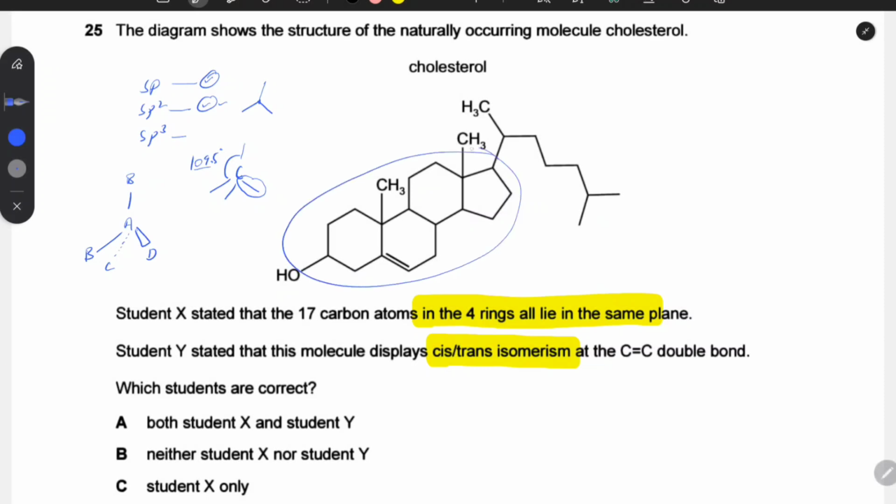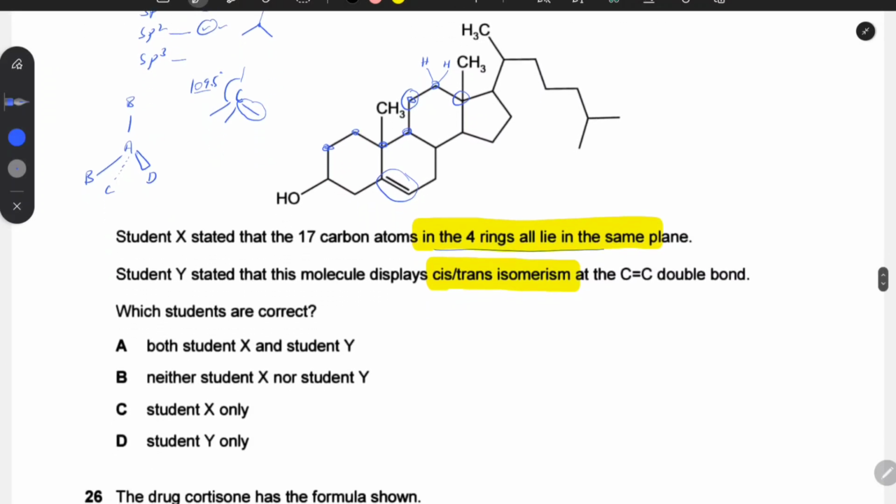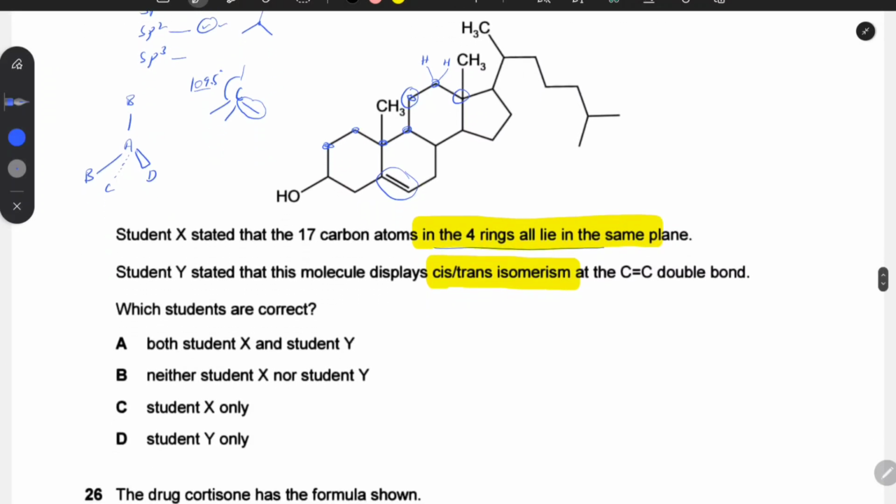And in these rings, most of the atoms, other than these double bond carbons, are sp3 hybridized. These are directly attached to 4 atoms. Like this carbon atom is attached to one carbon, a second carbon, and two hydrogen atoms. So if any atom is making 4 single covalent bonds, it means that it is sp3 hybridized, especially for a carbon atom. So all of these are sp3 hybridized, so these cannot be in the same plane. So student X is wrong.